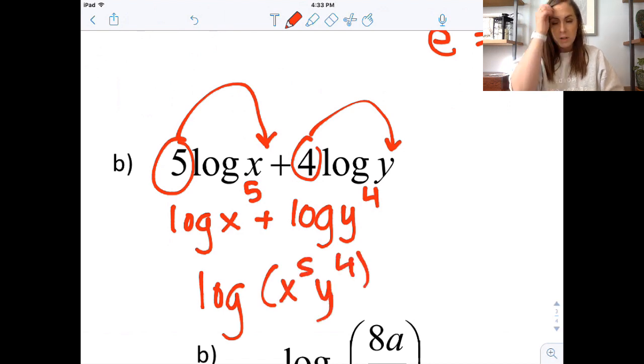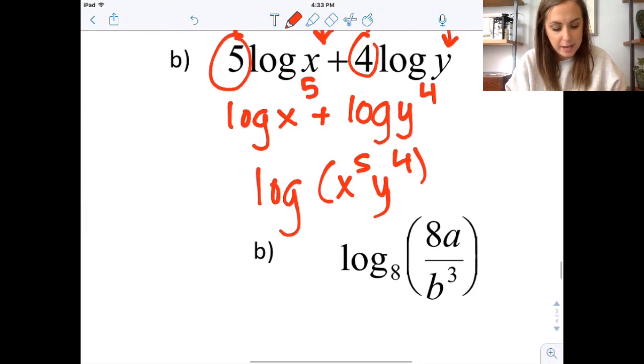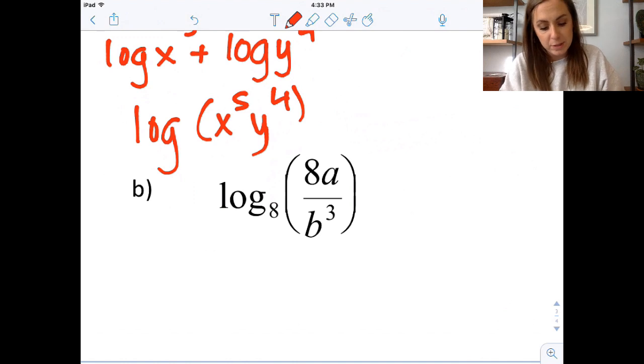Remember, we can go the other way. So conversely, let's say I have one like this. So I see log base 8. That's great. That means all my logs will have base 8. And let's see what we know. So this is multiplication. This is division and then an exponent.